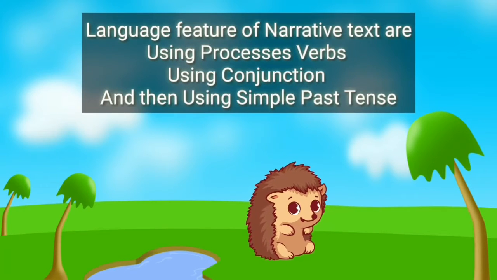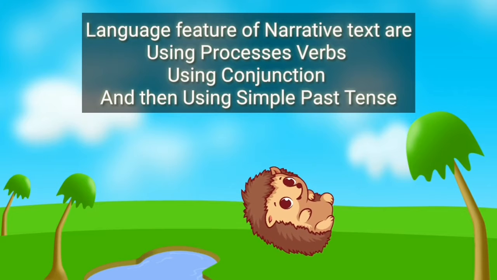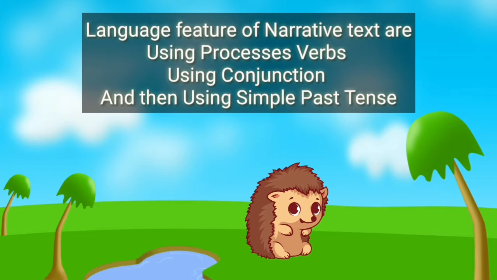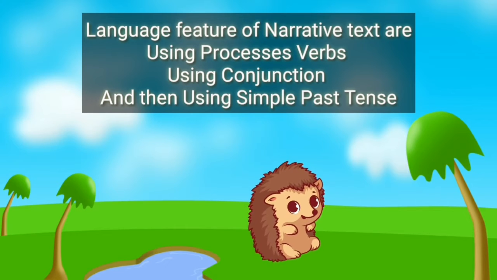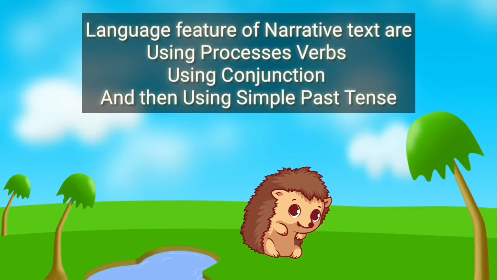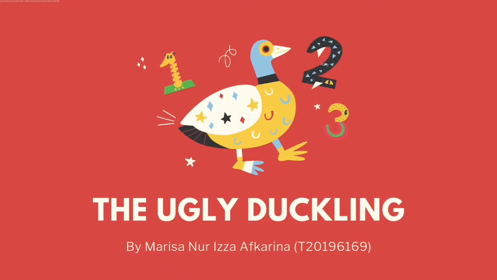And the language features of the narrative text are using possessive verbs, using conjunctions, and then using simple past tense. Now, the examples of narrative text.